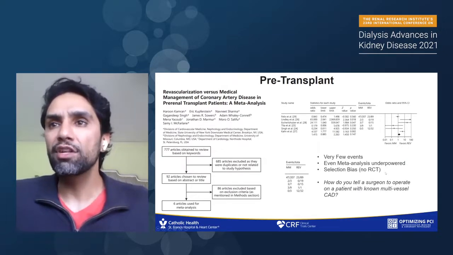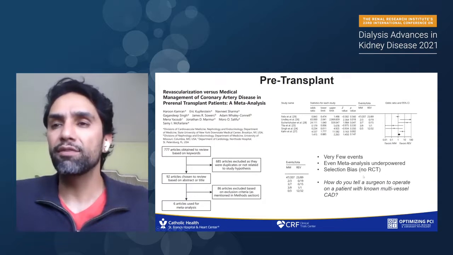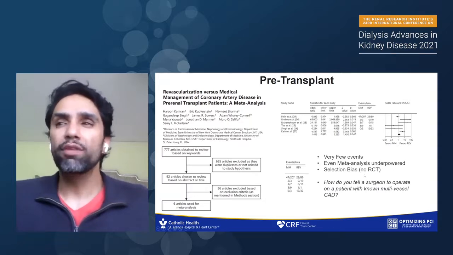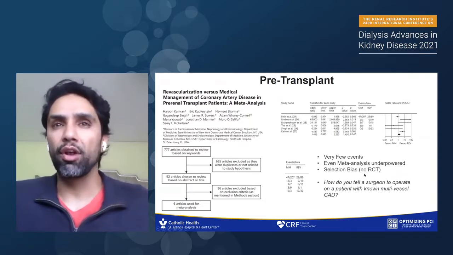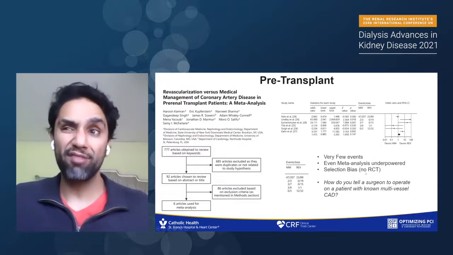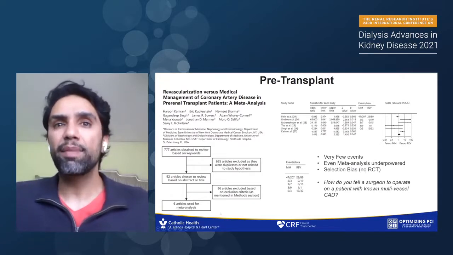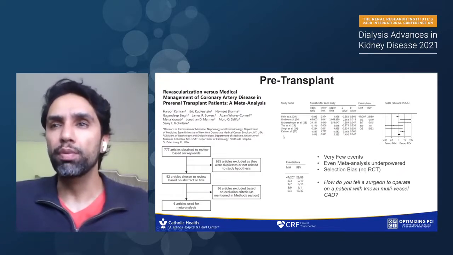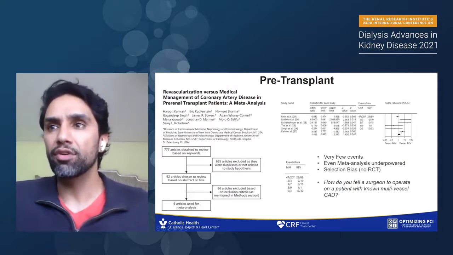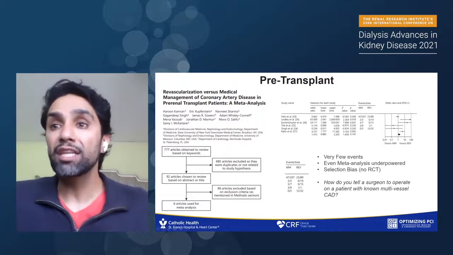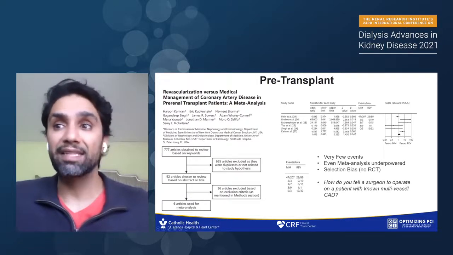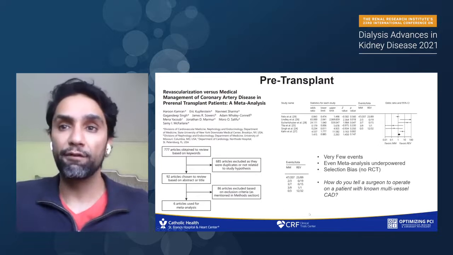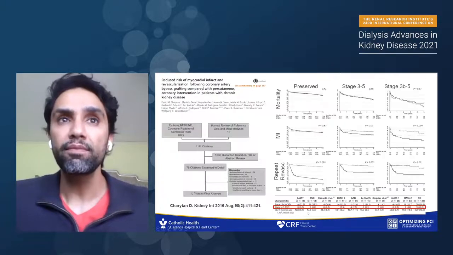And there's a selection bias in these registries because, of course, a lot of centers don't even list patients who have a lot of coronary artery disease. They just say, it's too high risk, we're not going to do it. And so what ends up happening is you get a cherry-picked group of relatively lower risk patient populations, and even then there's a trend towards improved revascularization. We haven't even touched upon the topic of how do you tell a surgeon to operate on a patient with known multivessel CAD. If you find one, let me know who they are.